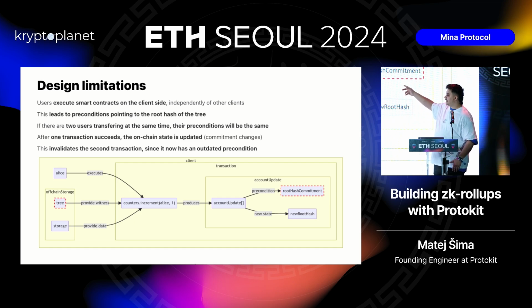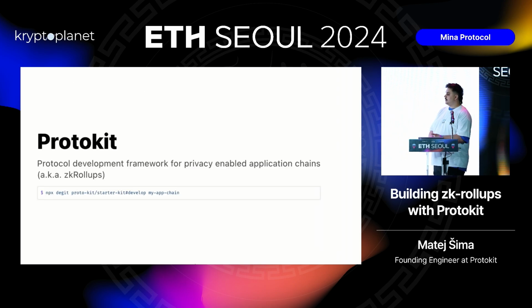And if you send 10 transactions like this at the same time, only one of them will be valid because the others will have the outdated precondition, while the new chain state has advanced to the new root hash. So, what can you do about it?